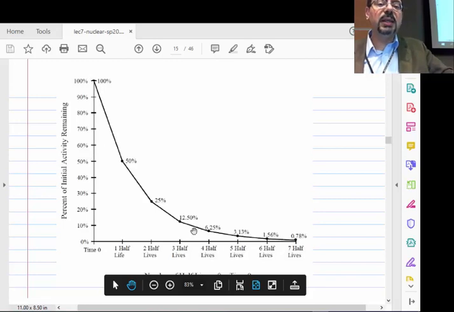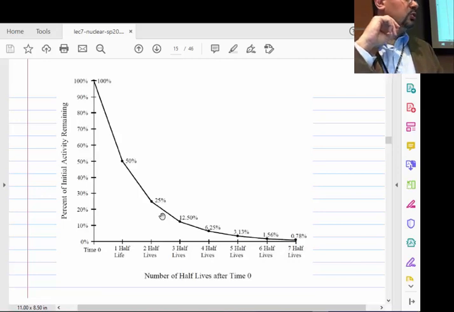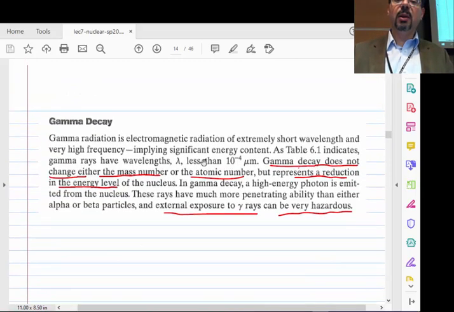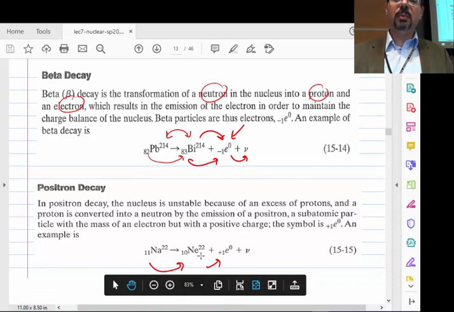Okay? But this doesn't happen immediately. It takes time, and they measure that time by something called the half-life time. What's half-life time? It's when 50% of the population has already gone through that change. So if I say the half-life is 5 minutes, that means that in 5 minutes you will lose 50% of the population. It became something else, whatever the equation is saying. Alright? So sodium becomes neon.